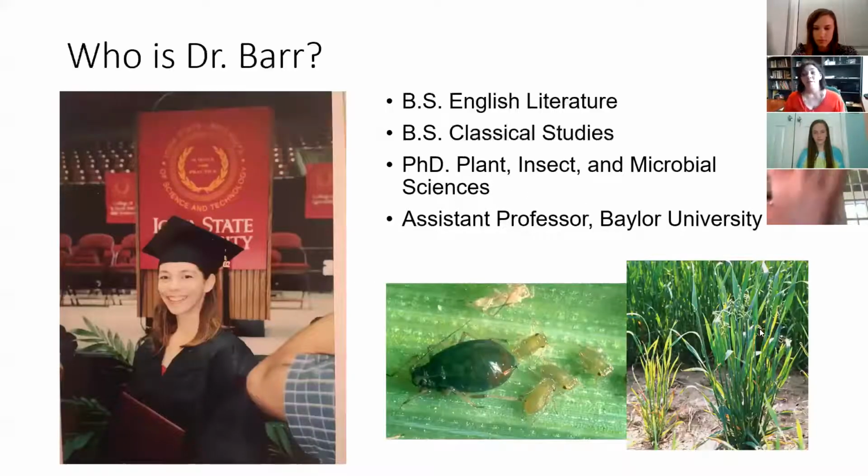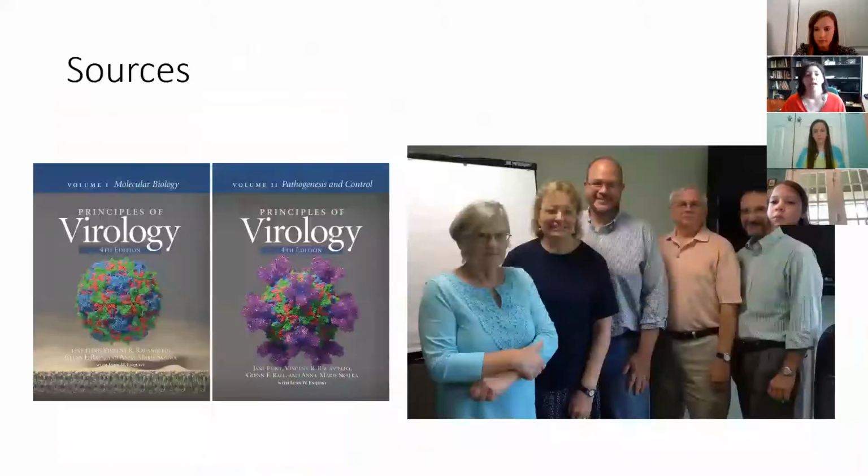Who am I? I want to give you a little background about where I came from. I'm from Iowa. I went to Iowa State and I got my degrees in English and classical studies. But after that, I really wanted to help people. So I went and got a PhD in plant, insect, and microbial sciences. That's where I learned about viruses and how microbes can affect plant, insect, human, and animal health.